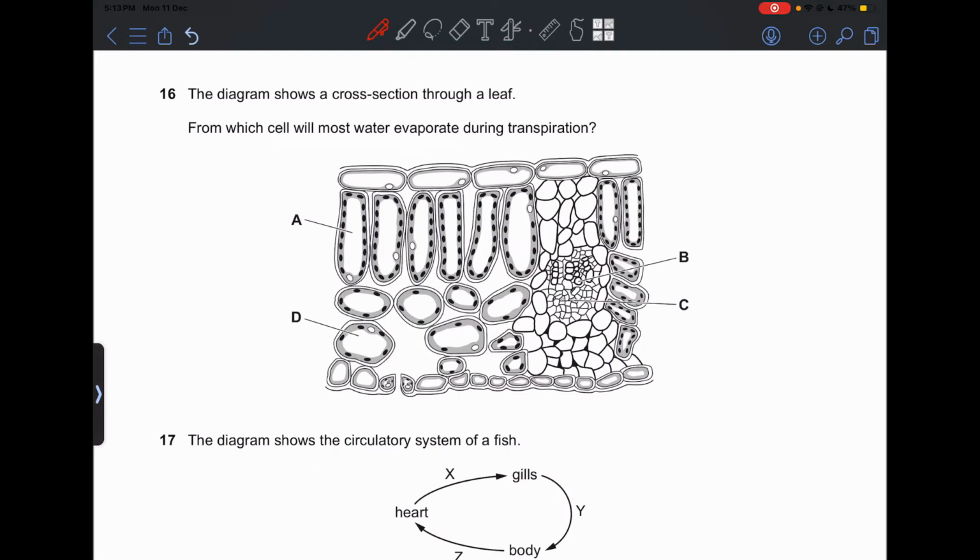16. The diagram shows a cross-section through a leaf. From which cell will the most water evaporate during transpiration? Actually, this is going to be the spongy mesophyll cell, because it is the nearest to the stomata, which allows the entrance of carbon dioxide and the leaving of oxygen.